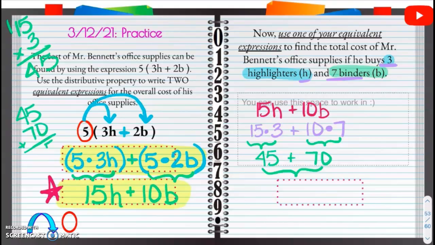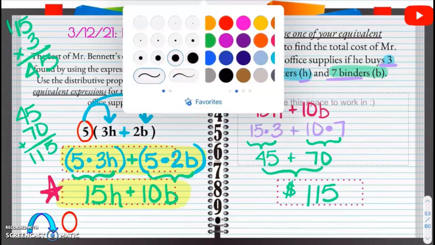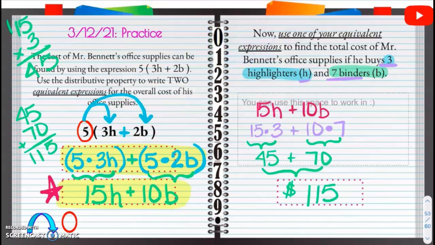5 plus 0 is 5. 7 plus 4, 7, 8, 9, 10, 11. So we should have $115. That is how much that he is going to spend on his office supplies. $115. And that's going to be it.